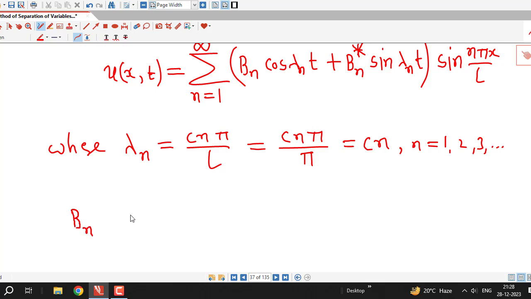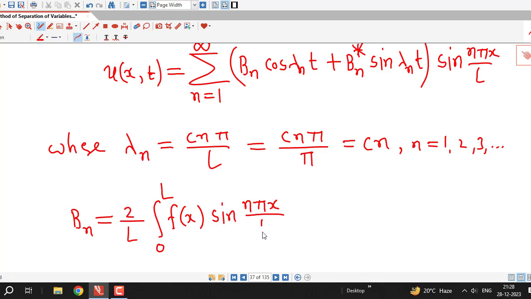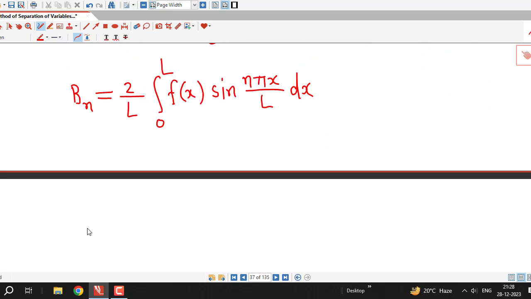Similarly, we can determine bn using the formula 2 divided by L integral from 0 to L f(x) multiplied with sin(nπx/L) integral with respect to x. Therefore, bn equals 2 divided by L. The length of the string is L equal to π, so we substitute L equal to π here, 0 to π.